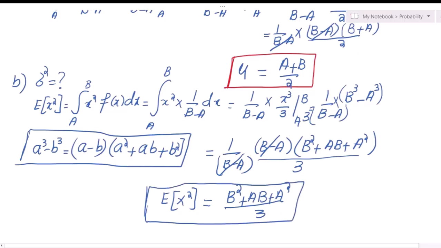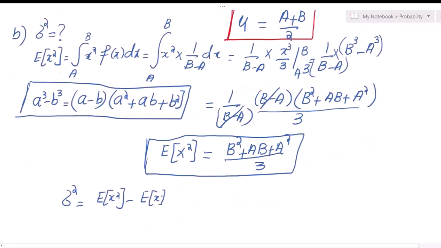Now let me find the value of sigma square, and as we know, it is E of x square minus E of x, whole square. Now we know the value of E of x square, and the value of mu is also here. So let me put these values. It would be b square plus ab plus a square, whole divided by 3, minus a plus b whole square divided by 2 whole square, because this overall is the squared one.